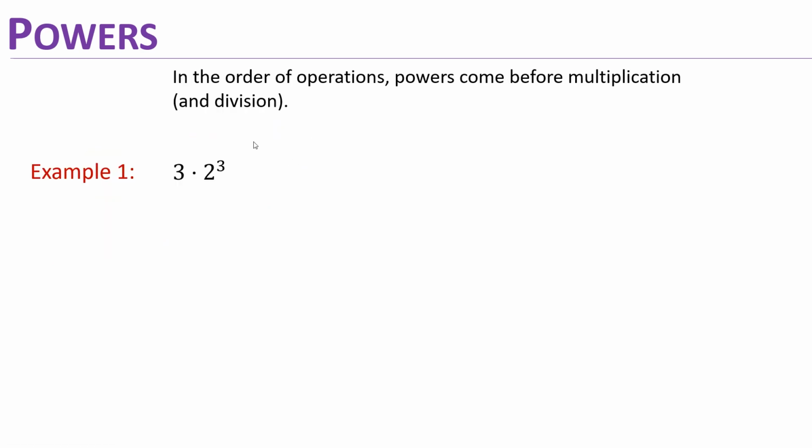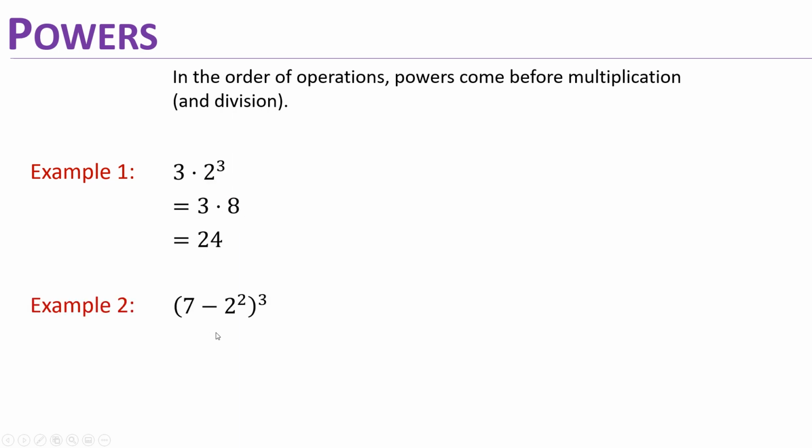In the order of operations, powers come before multiplication and division. So basically what you already know about squares applies to powers. So for example, in 3 times 2 to the power of 3, we also say 2 cubed, we first evaluate the power. 2 to the power of 3 means 2 times 2 times 2, which is 8. So we write down that this equals 3 times 8, which is 24.